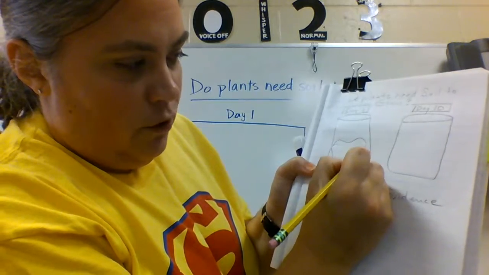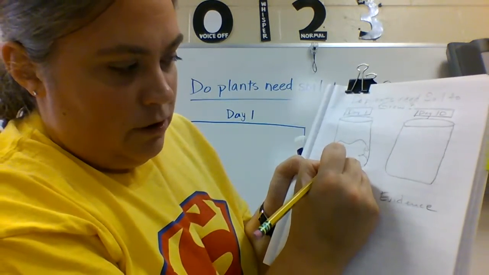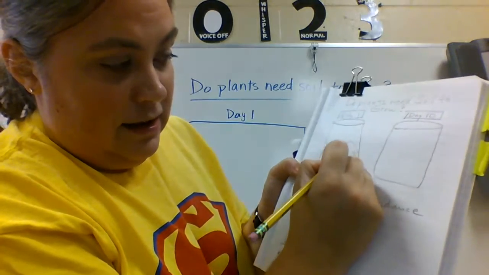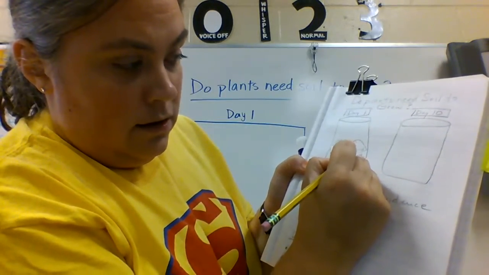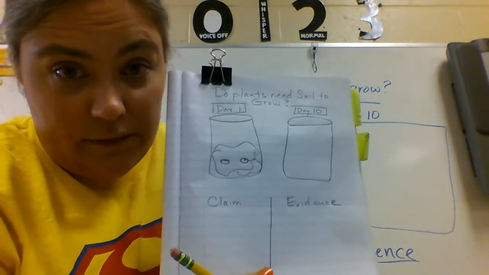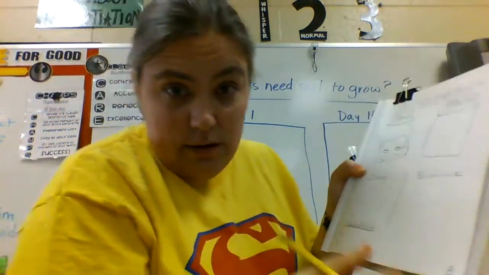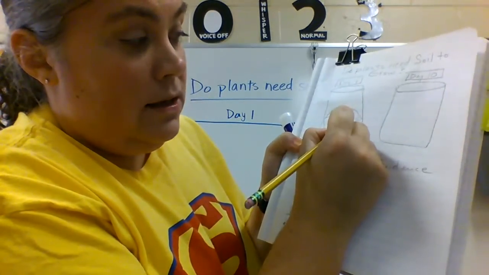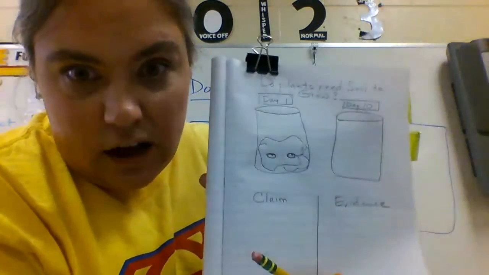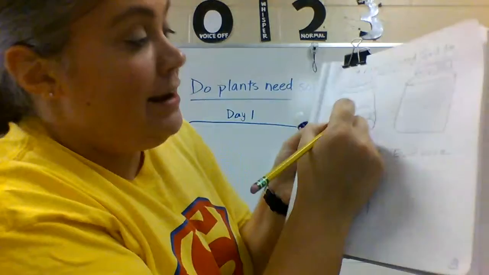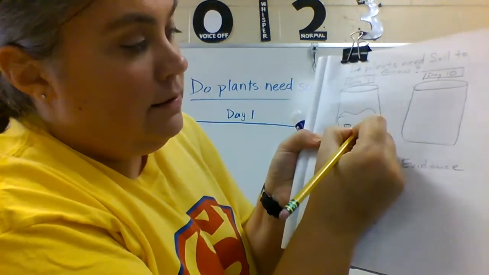And it can be a big old fluffy thing. And then I'm going to draw my seeds. Remember those A, B, C, D, E in our scientific sketching. A is accurate. B is big. C is colorful. D is detailed. And E is explained.